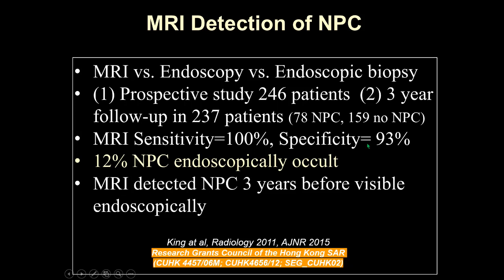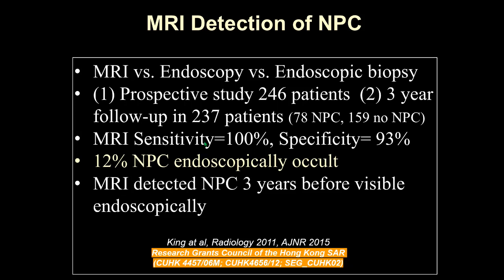We looked at this several years ago. We did a prospective study comparing MRI and endoscopy and endoscopic biopsy, either targeted or random. And then we did a 3-year follow-up, in about 237 patients, of which 78 had NPC. Now, at that time, on MR, we picked up all the tumours. We were all blind to each other. We picked up all the tumours.